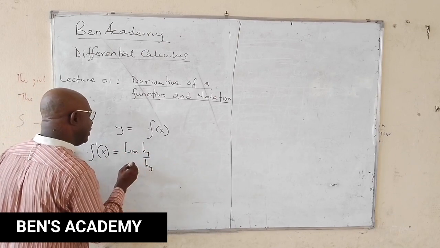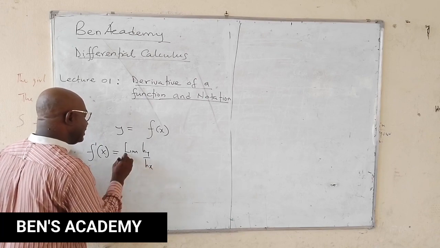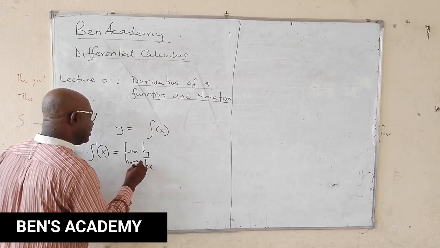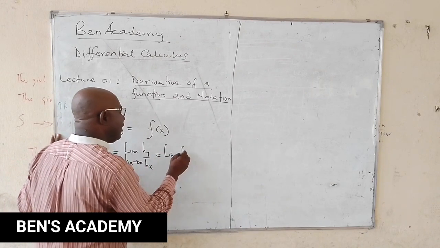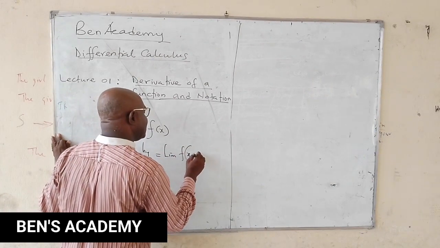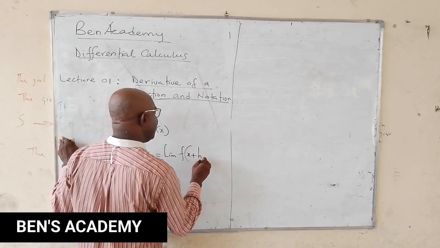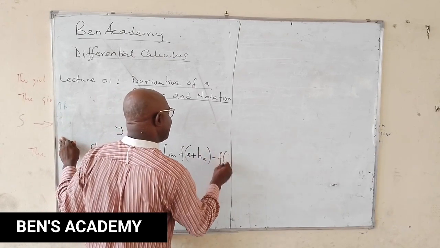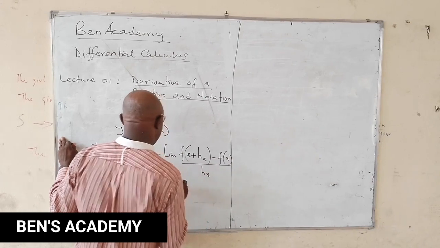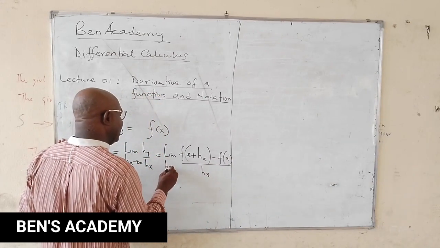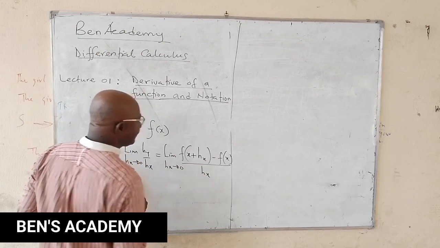limit of change in y upon change in x as h of x approaches 0, which is equal to limit of f of x plus h of x minus f of x, all over h of x, as h of x approaches 0.